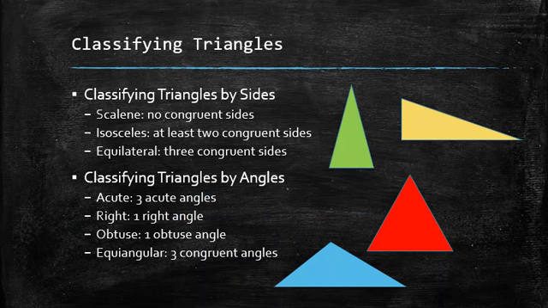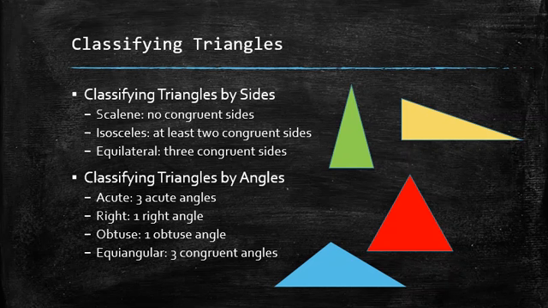Classifying triangles. To classify triangles by sides, there are 3 names we could give a triangle. The first is a scalene triangle, where all 3 sides are different lengths, like the yellow triangle. In an isosceles triangle, there are at least 2 congruent sides, just like the green triangle and the red triangle. An equilateral triangle has 3 congruent sides, like the red triangle.